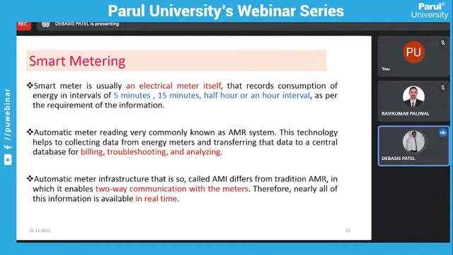5 minutes, 15 minutes, half an hour and 1 hour level. So at each level, at each instant, you can also sense the condition and status of your electric consumption.